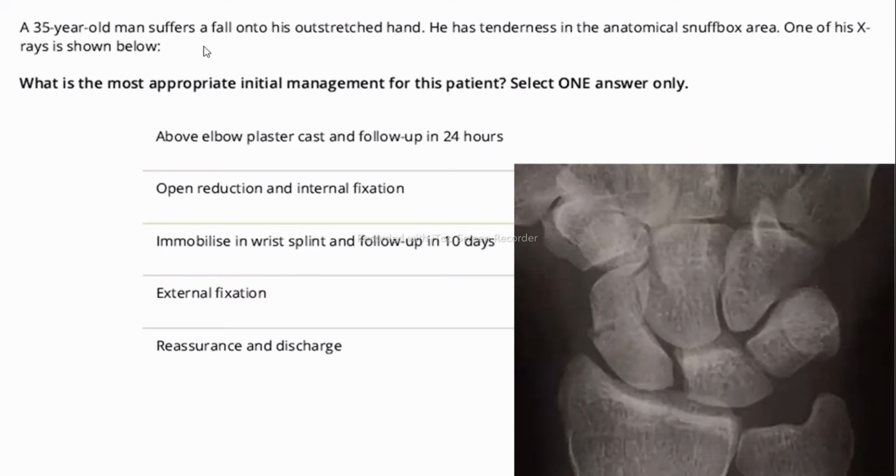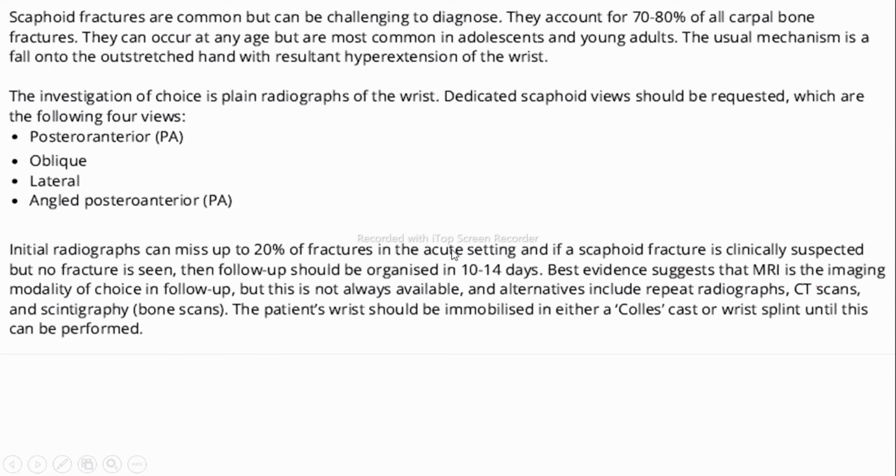But if he said the patient has pain in his hand and X-ray is normal, it's not suspected here, right? You should find a fall on an outstretched hand and you should find tenderness in the anatomical snuff box. You suspect, and now you confirm. So what is the most appropriate initial management? Excellent, guys. Immobilize, wrist splint, and follow up in 10 days.